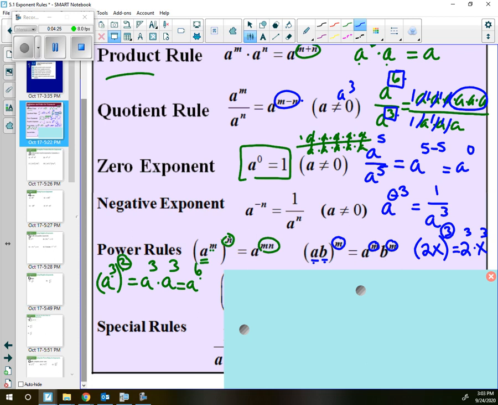Because remember what it means to cube something. That's like saying 2x times 2x times 2x. So that's 2 times 2 times 2, 2 cubed, and x times x times x, which is x cubed. So kind of makes sense if you think of it that way.